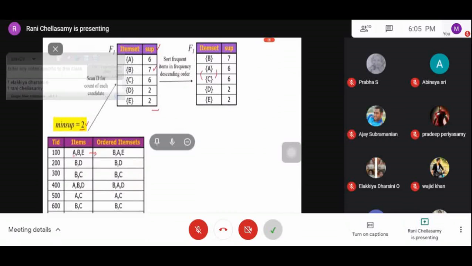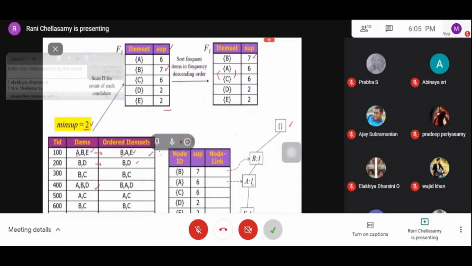Likewise, you have to rewrite all the orders depending on this sorted frequency, in descending order. After doing this, we need to generate an FP tree.